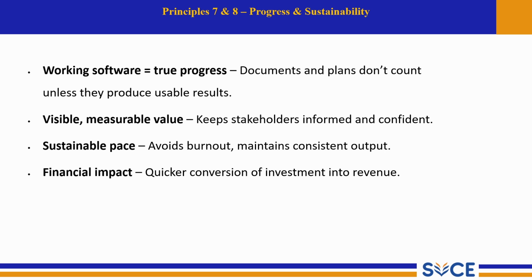So instead of saying we are 80% done, an Agile team shows progress through working features, visible, measurable, and valuable. Agile makes progress clear and visible to everyone. Regular demos and sprint reviews keep the stakeholders informed. When they can see real results, their confidence increases and decision making becomes easier.